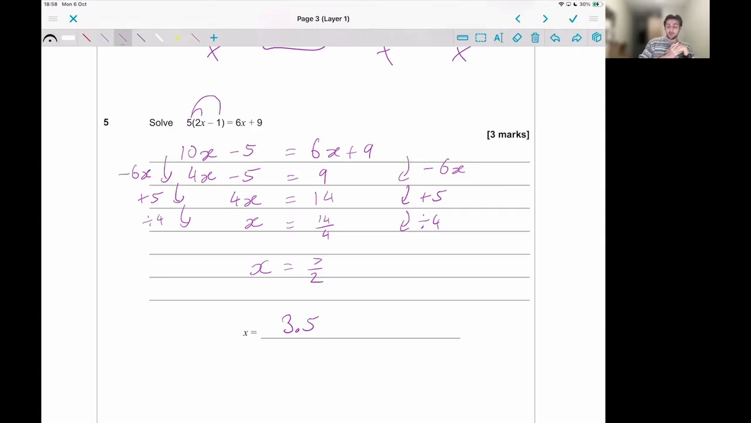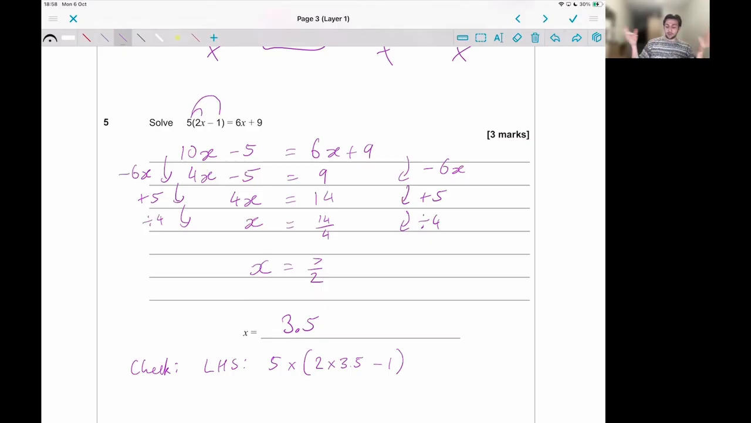Last thing to do, just before we move on, we have answered the question, but we should always check our working as we go. We're going to substitute this answer into the original equation and see what we get. Do the two sides end up equal? So for our check, the left-hand side tells us 5 times (2 times 3.5 minus 1). So when I'm substituting, I'm replacing the x with the number that we now know x to be. So that's what the left-hand side says.